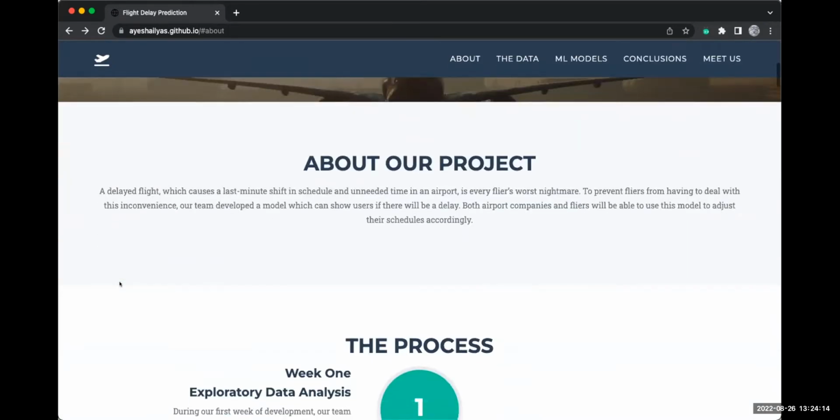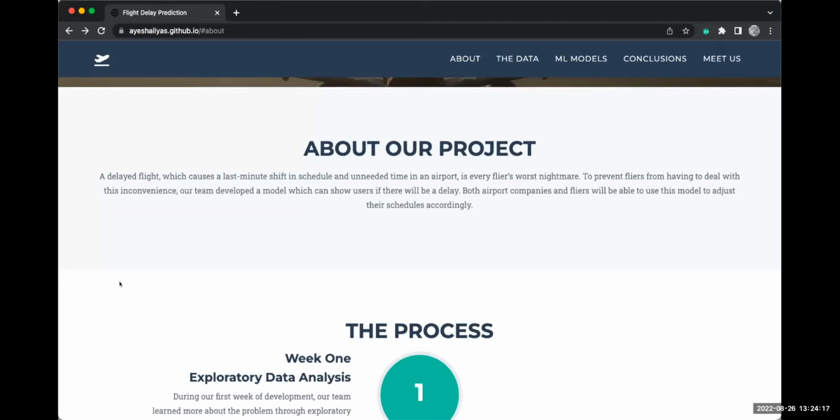We made this project because a delayed flight can cause a last-minute shift in schedule and unneeded time in an airport, which is every flyer's worst nightmare. In order to prevent flyers from having to deal with this inconvenience, our team developed a model which can show users if there will be a delay. Both airport companies and flyers will be able to use this model to adjust their schedules accordingly.